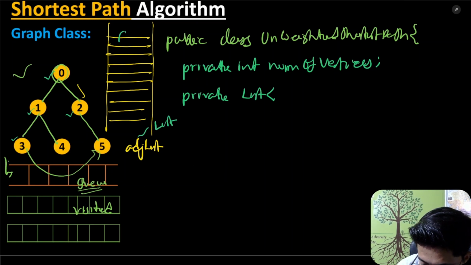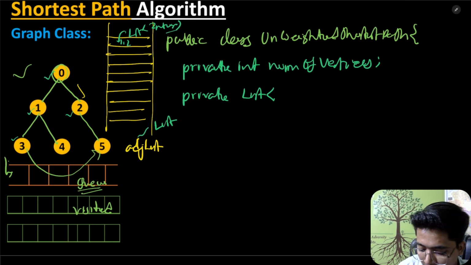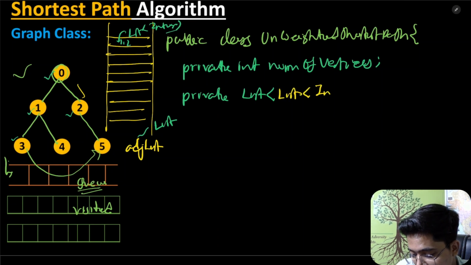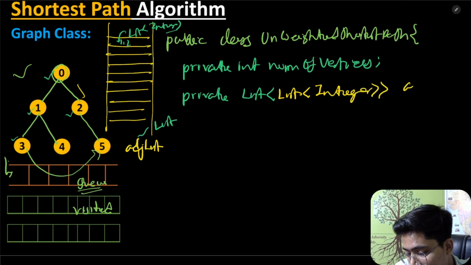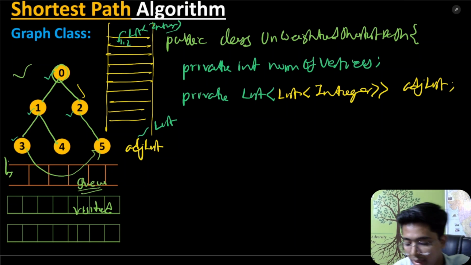Now notice this is also a list, and this list will be containing integer data type. That means list of integer. So we'll be writing that, a list that includes this small list, and this list includes integers, and we'll be calling this one adjacency list. Okay, that's done.